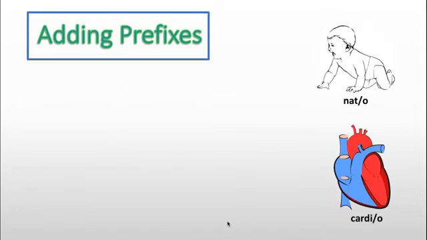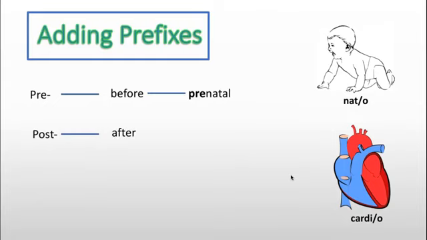Now let's look at some prefixes, and we will use the roots nat and cardi. The first prefix is pre, and this means before. If we add this to the root nat, we get prenatal, which means anything related to the time before a baby is born. The opposite meaning of pre is post, and this means after. And if we add this to the root nat, we get postnatal, which means anything related to the time after birth.